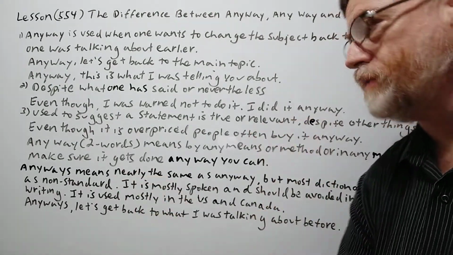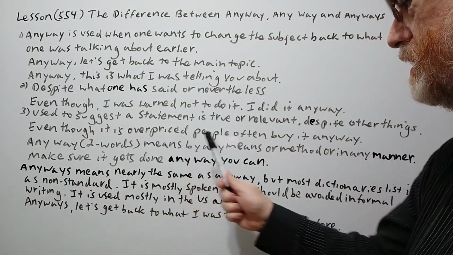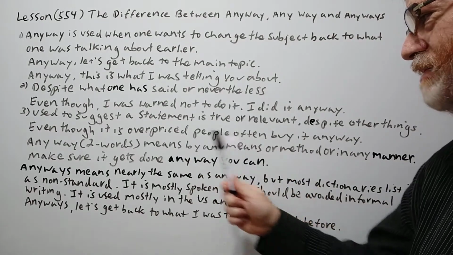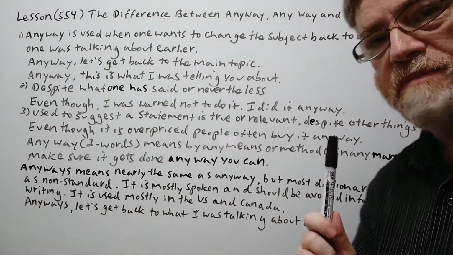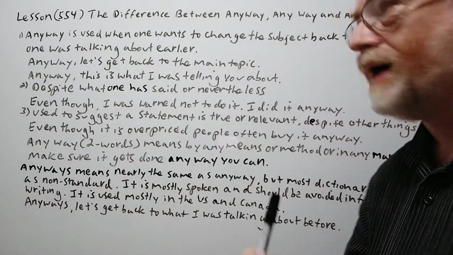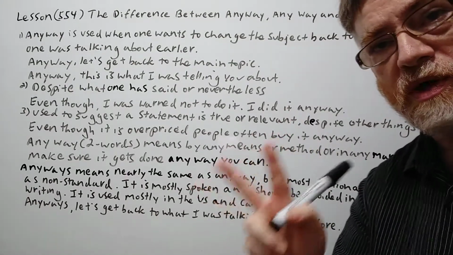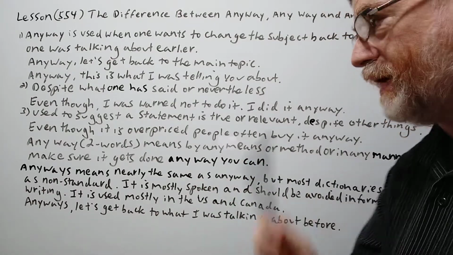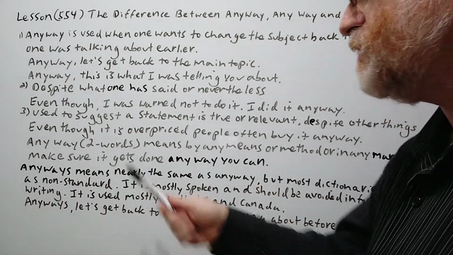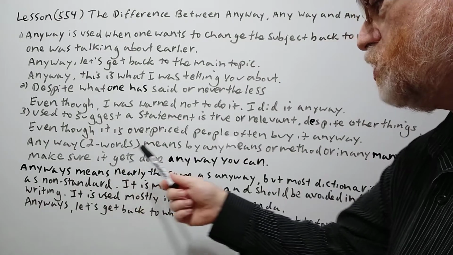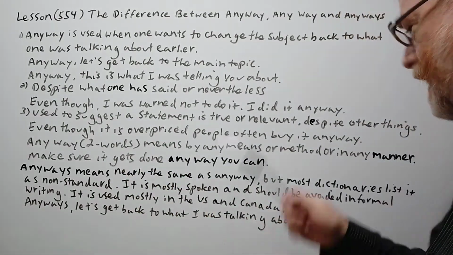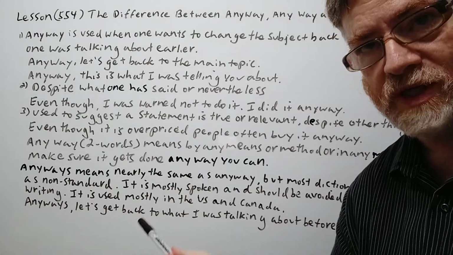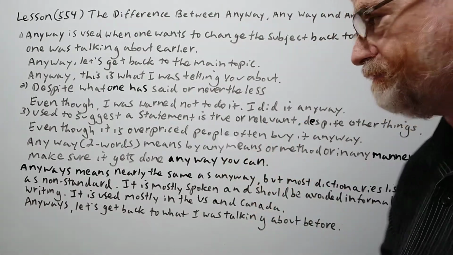Anyway, two words, means by means of, or method, or in any manner. So when we say anyway, two words, that's what it means: by any method, by any manner. Here we give one example for this. Make sure it gets done any way you can, any manner you can, any method you can. So that's any way as two words.